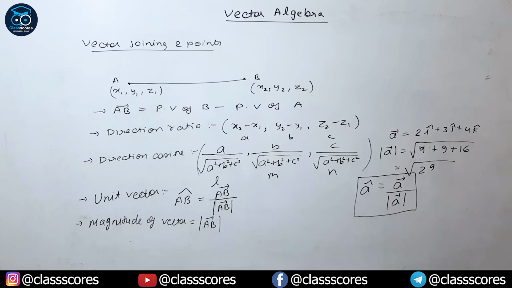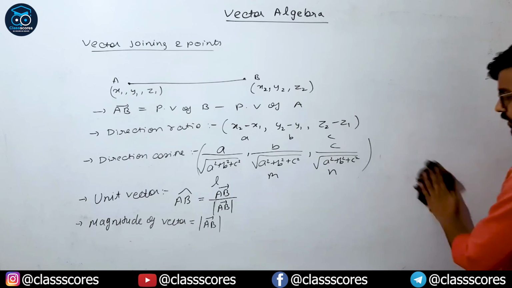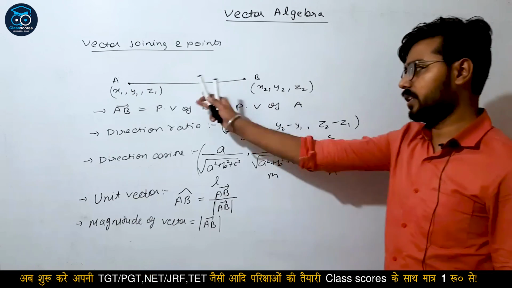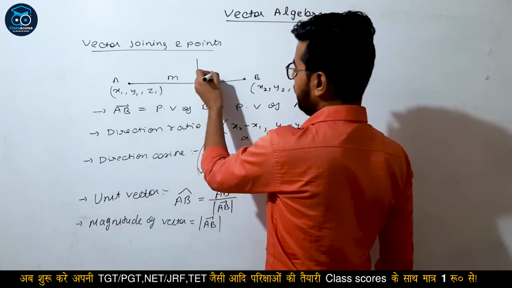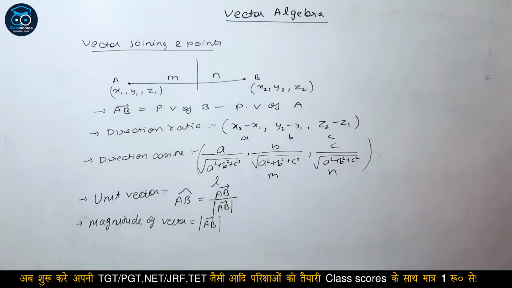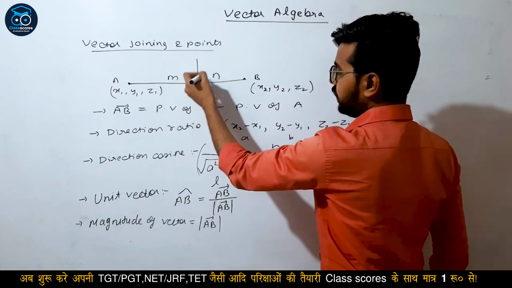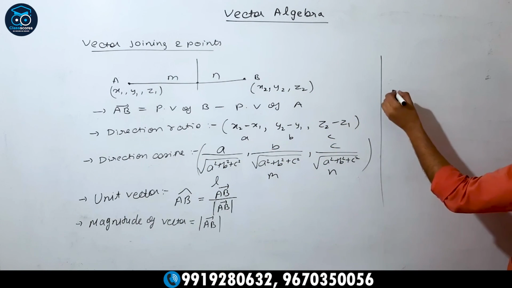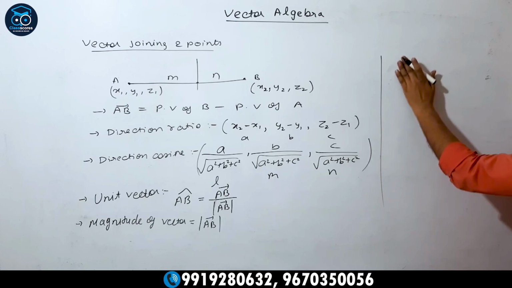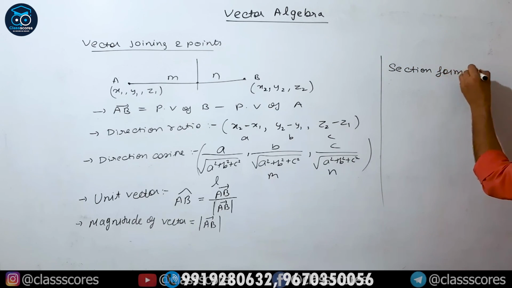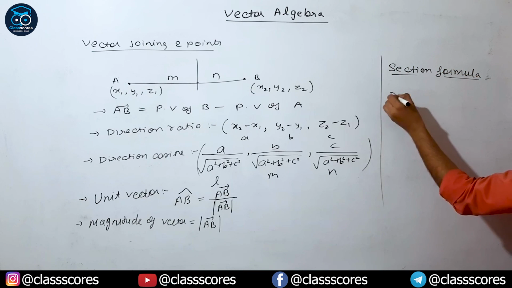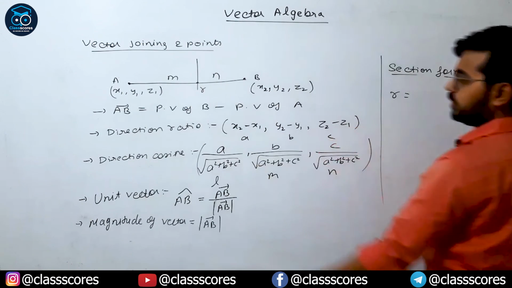Now we have one last topic for this, that is section formula. What is section formula? Here we can find the position if a point cuts this line AB in the ratio m is to n. So how can we find the position vector of this point? That new point will be named R.